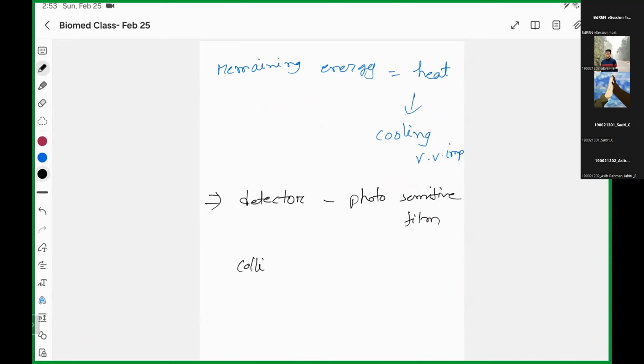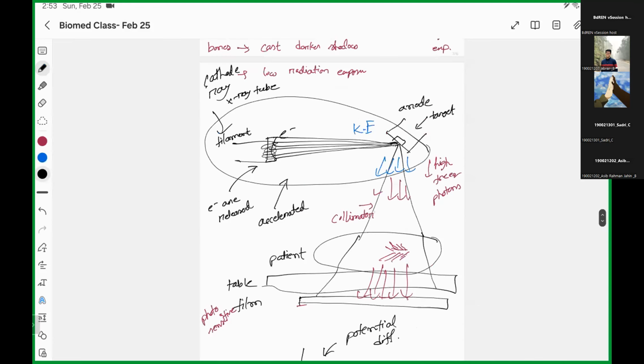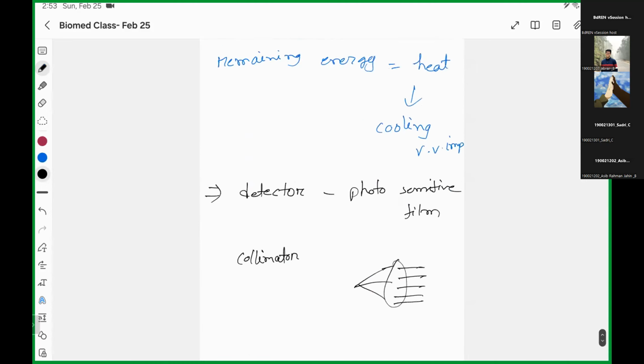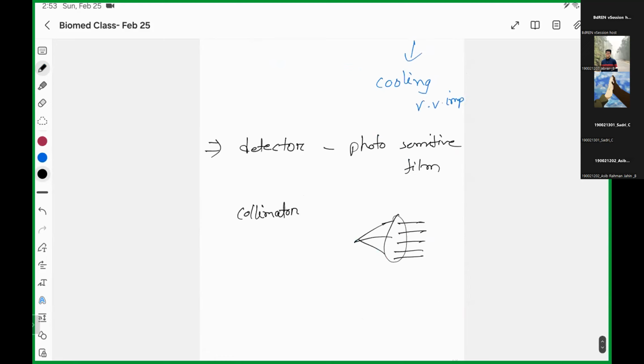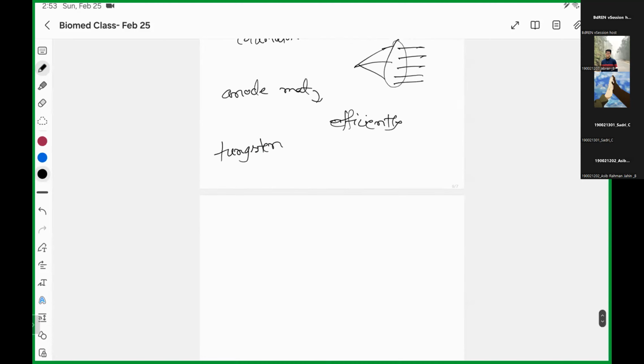The collimator, I'll write it here. The collimator performs this task: when you have something like this, it makes the beams parallel. Here you have the collimator. If the collimator is placed here, it tries to make the beams parallel, like a lens. Also, the anode material controls the efficiency, how efficiently X-ray is emitted. Normally we use tungsten for this, and I think that's considered the best material. So tungsten is usually used as the anode material.